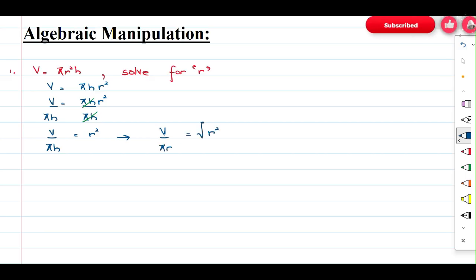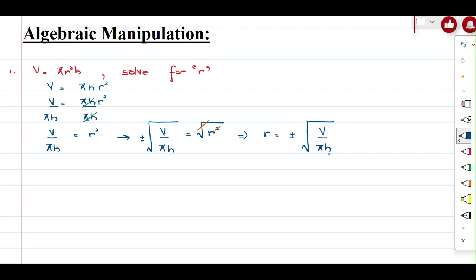To get the value of r, you have to take a square root on both sides, and whenever we apply the square root on both sides, the answer should be plus and minus. So the square and the square root cancel out, and here you will get r is equal to plus minus square root of v over pi h. Not r over here, sorry, this is h. Now this r is in terms of v and h. So this is algebraic manipulation, when you have one equation in some variable and you have to rewrite that equation in terms of some other variable.